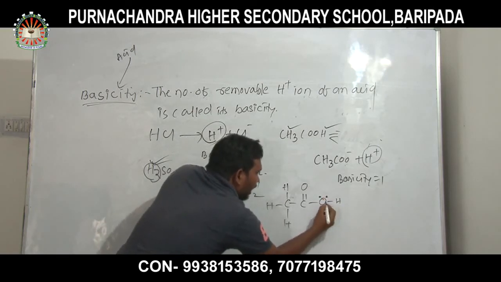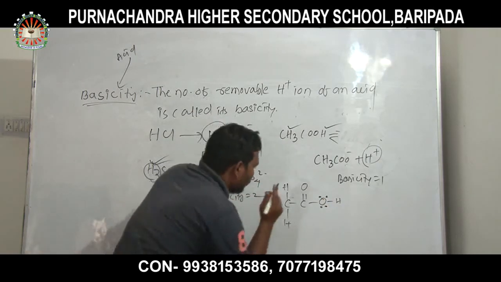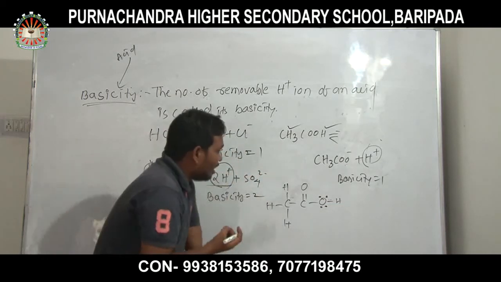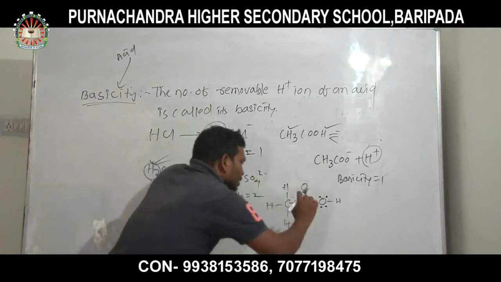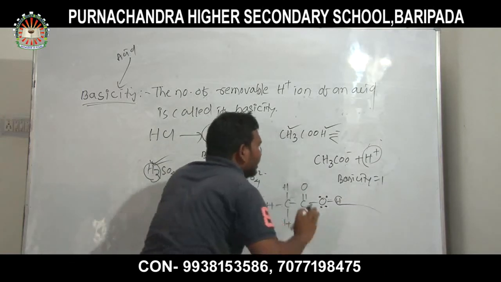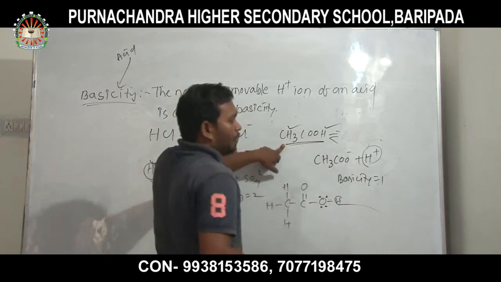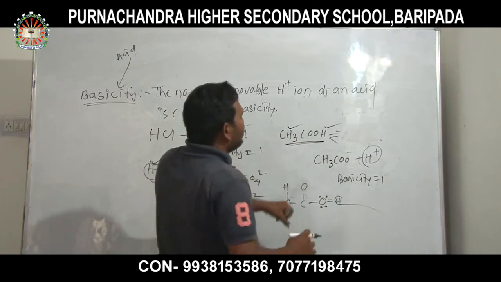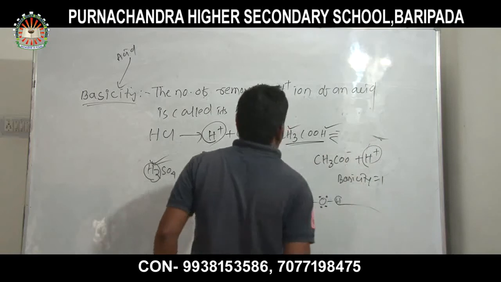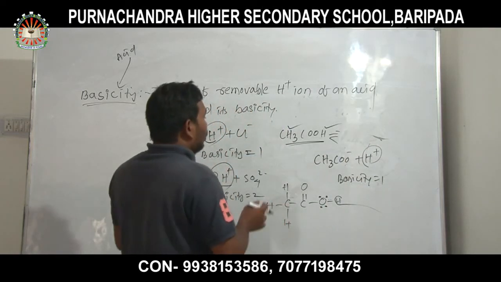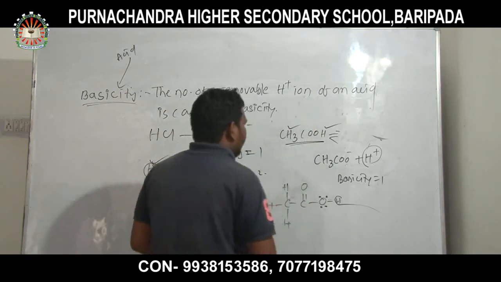Because of the more electronegativity of the oxygen atom, it attracts the shared pair of electrons toward itself. Thus, the H plus ion is easily removed. So when acetic acid dissociates, it gives one H plus ion, not 4 H plus ions.